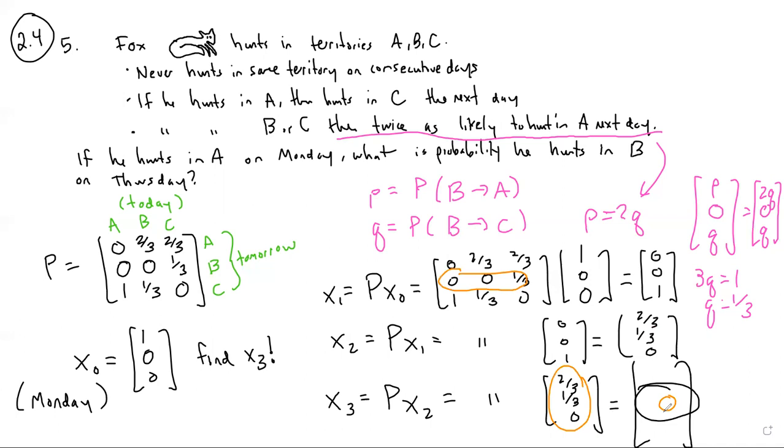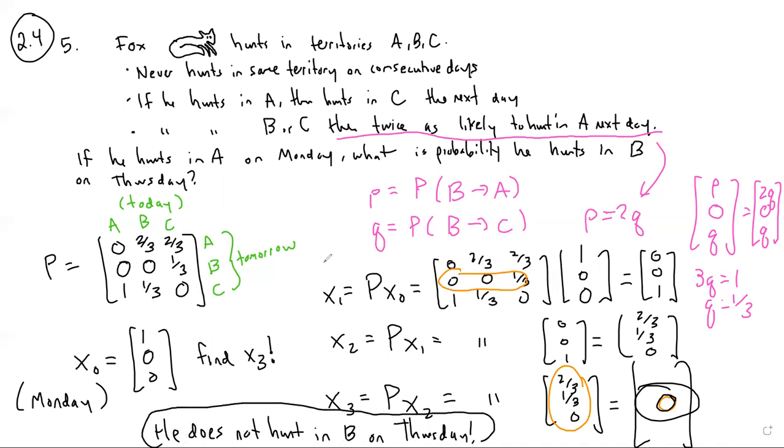Sorry, I was a little bit shocked by that. I wasn't expecting it to be 0. You could go ahead and find the probability he hunts in the other two regions. It does work out to be 2/9 in A and 7/9 in C. But this basically says he does not hunt in B on Thursday, and that's our answer.